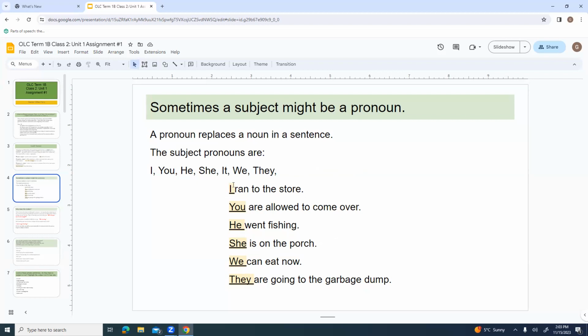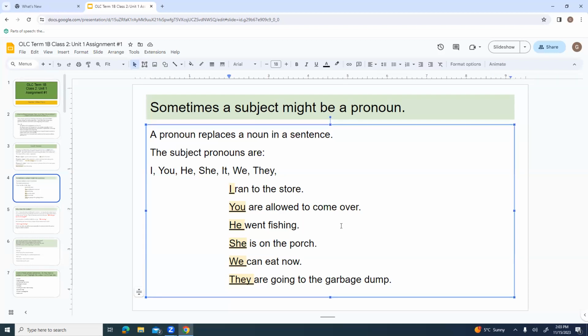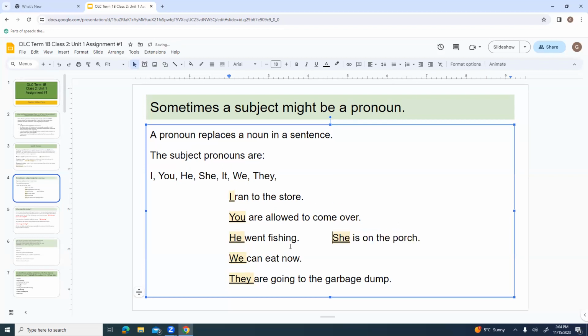And you can see it's very common for them to be at the beginning of the sentence, and they have to be in front of the verb, right? I has to come before ran. You has to come before are allowed. He has to come before went fishing. So in English, I couldn't say "went fishing he." It has all the words, but in English, the word order matters and the he has to come first, okay? So I'm just going to take that off there.